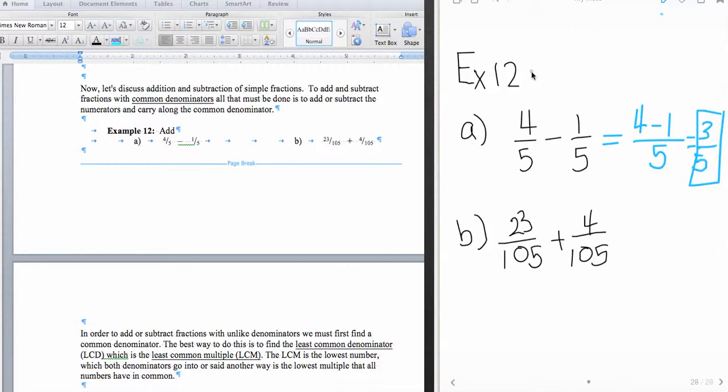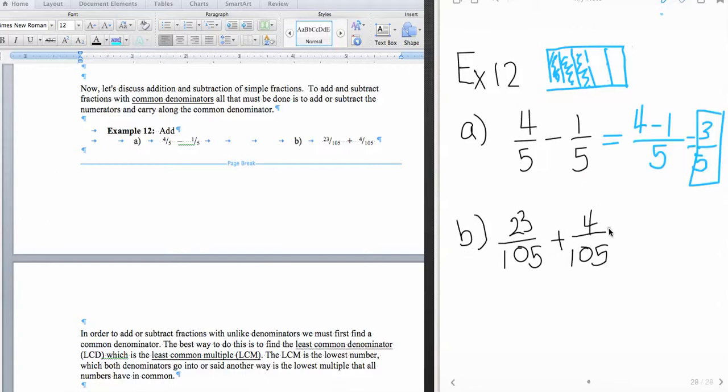Let me just show you a quick picture here. If I had a figure broken up into 5 parts, and I started out with this, this, this, and this shaded, so I have 4 of 5, and I'm going to take away one of those 5. I take it away just like that, and that ends up with 3 of the 5 shaded. That's all we're talking about when we do subtraction.